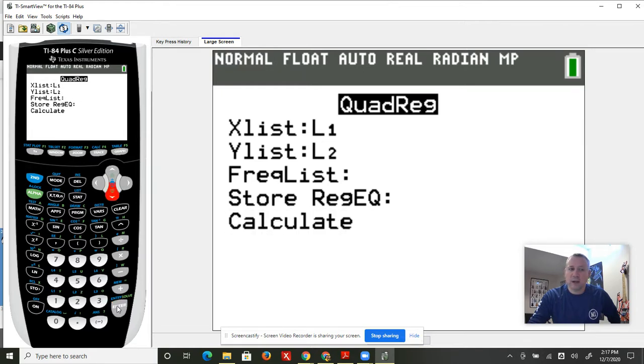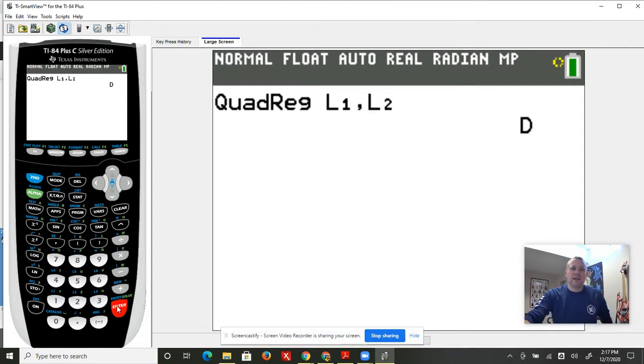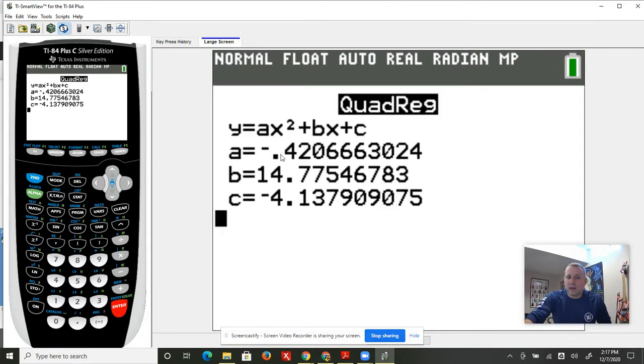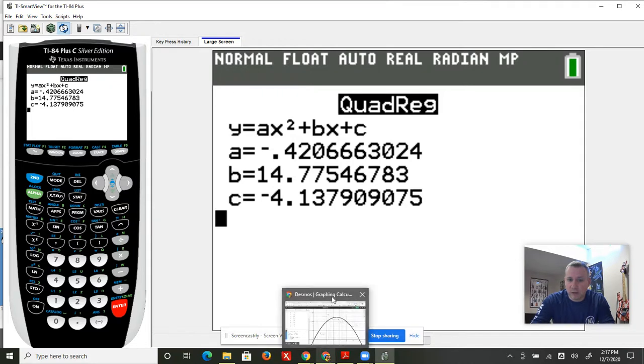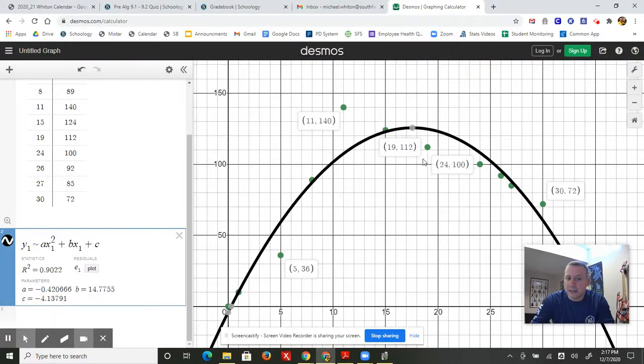When you go down to calculate here, it's going to give you the same values that we got when we used Desmos. It gives you the A, the B, and the C. So it's using technology, and what it's doing is finding this best fit equation. It's not a perfect fit, as we saw in the Desmos graph. Not all of the points went through it, right? But it's doing the best that it can. And that is the process of regression.